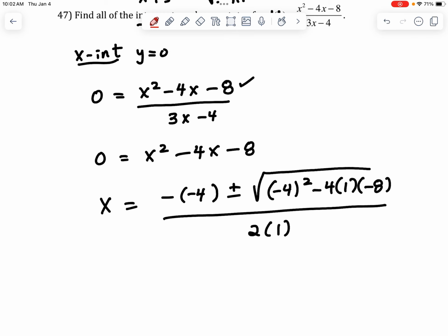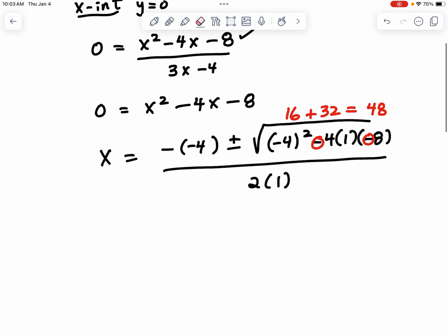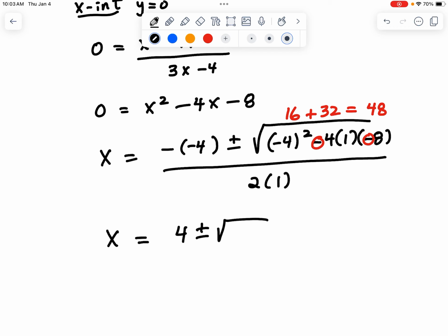So what's inside the square root? Negative 4 squared is a positive 16, and then a negative times negative is positive, and 4 times 8 is 32. So inside the square root, that is a 48. Now, if it would have been, for example, a 49, since you can take the square root of 49, that means that we would have been able to factor it. Since we cannot take the square root of 48 and get a nice simple answer, yep, we did have to use the quadratic formula. So then I get x equals 4 plus or minus the square root of 48, divided by 2.